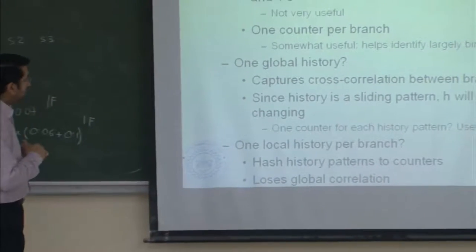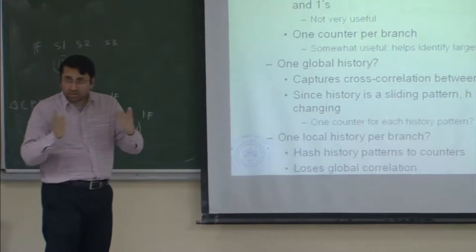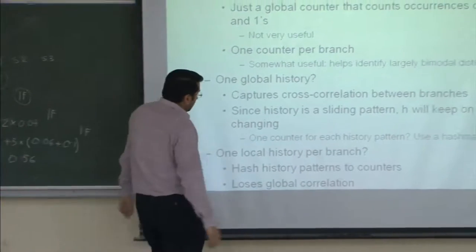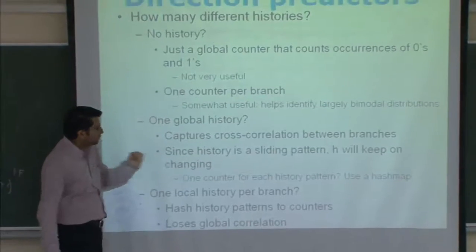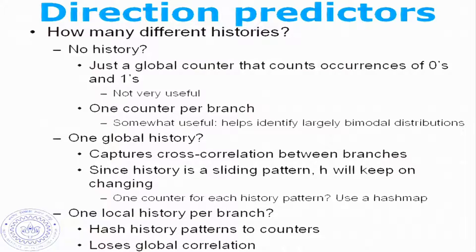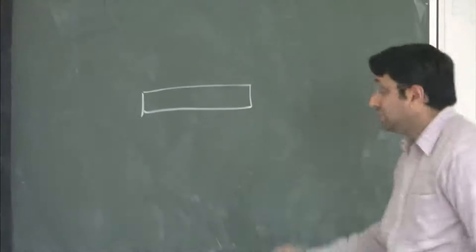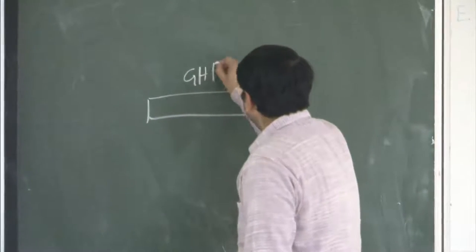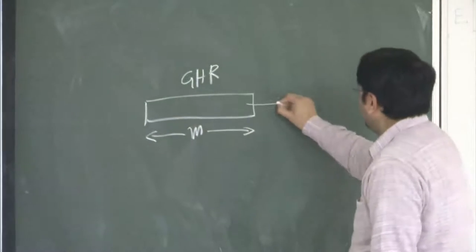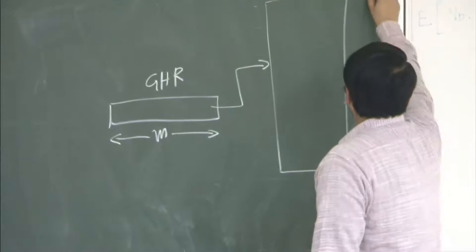Since history is a sliding pattern, H will keep on changing. It's not a fixed history that you're maintaining. H will gradually keep changing. You just capture the sliding window of pattern. Okay. So now the question is, okay, fine, I have this history. Should I have one counter for each history pattern? So usually people use a hash map again. So what does it look like? You have a global history register of some length, small m, let's say, which will be used to index into a bank of counters.